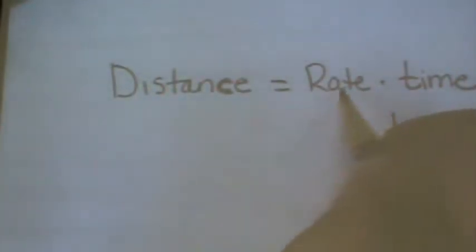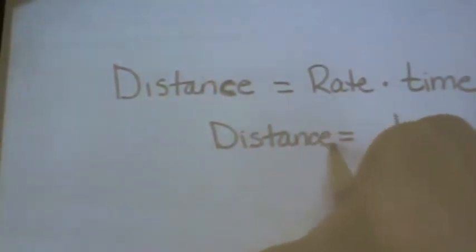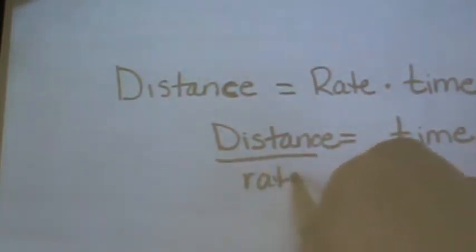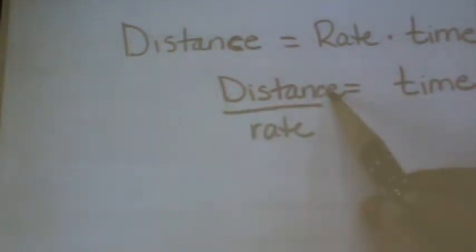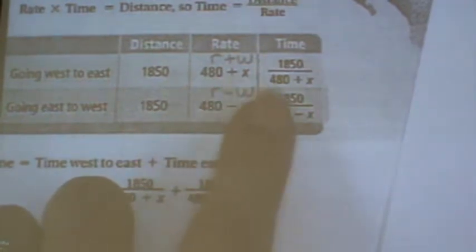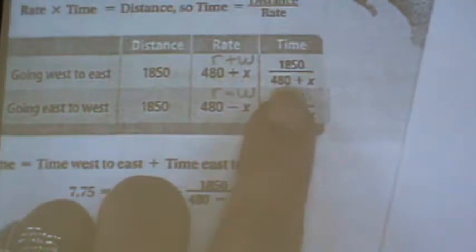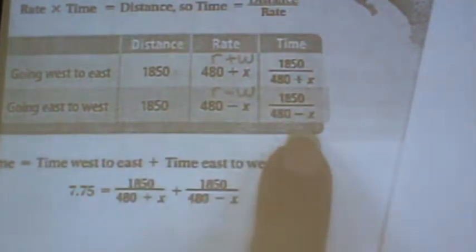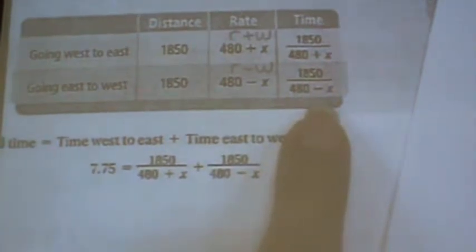How do I get this rate out of here? Divide by the rate. So the distance over the rate is equal to the time. If the distance is 1850 and the rate is 480 plus W, or plus X if you want to use it, your time is going to be 1850 over 480 plus X. And same with going east to west, it's going to be 1850 over 480 minus X.